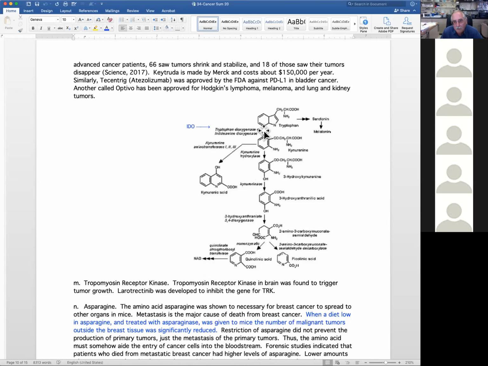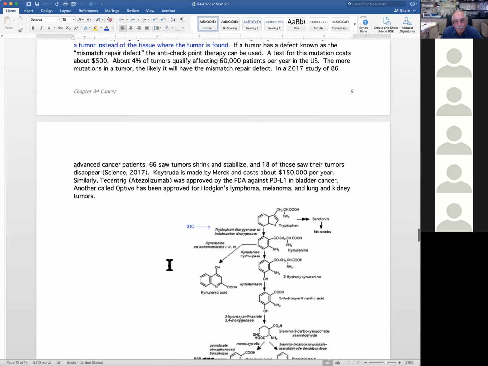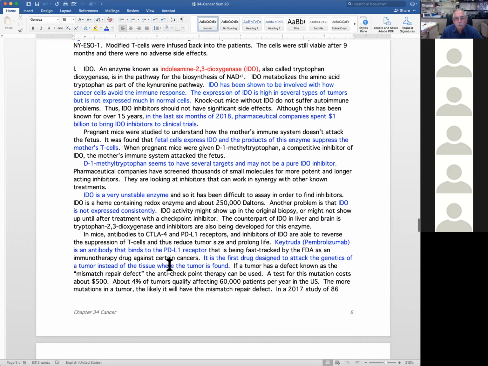So if you were to block this enzyme, you don't create any of these other products, right? So this enzyme has been shown to be involved in how cancer cells avoid the immune response. So they found that the expression of this enzyme was high in several types of tumors. And so they spent like $1 billion. Pharmaceutical companies spent about $1 billion trying to bring inhibitors to this enzyme into clinical trials.